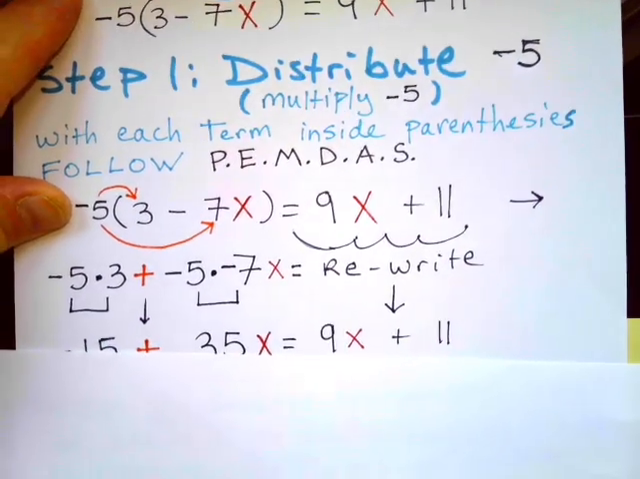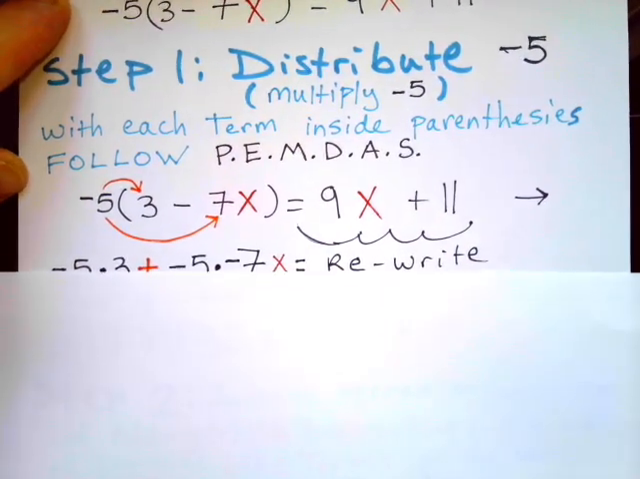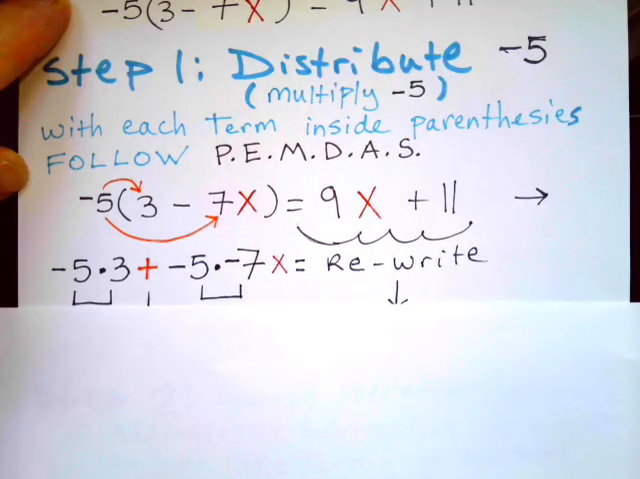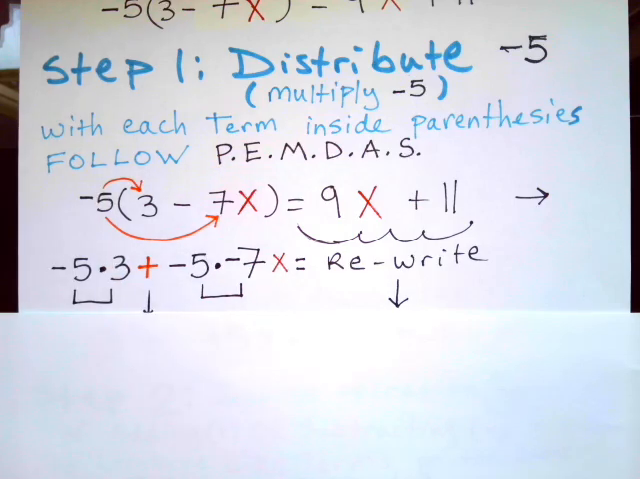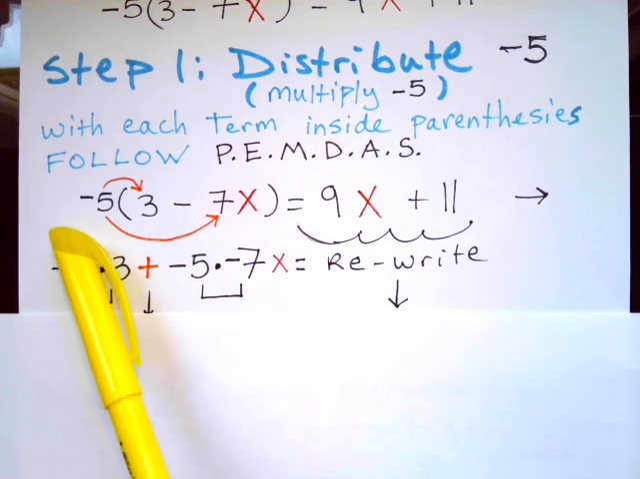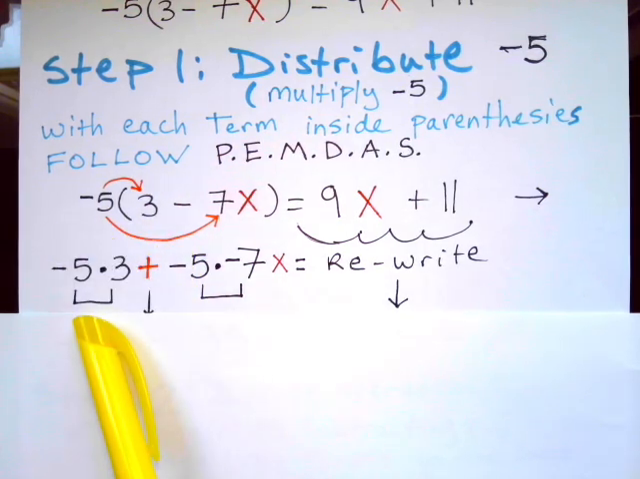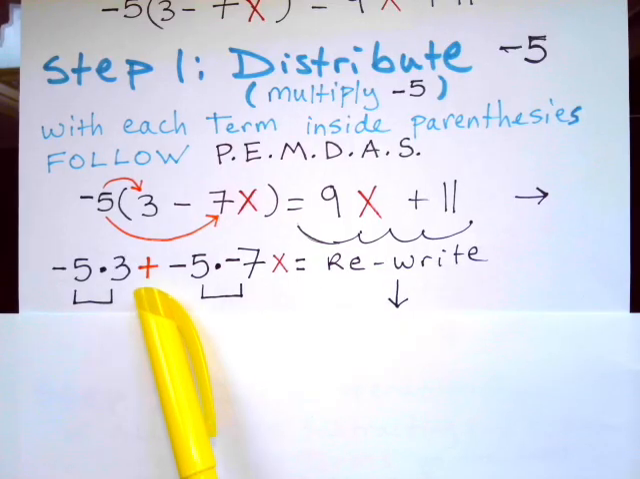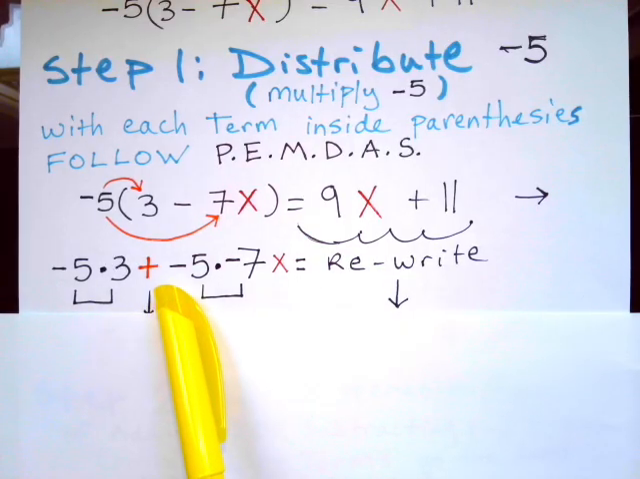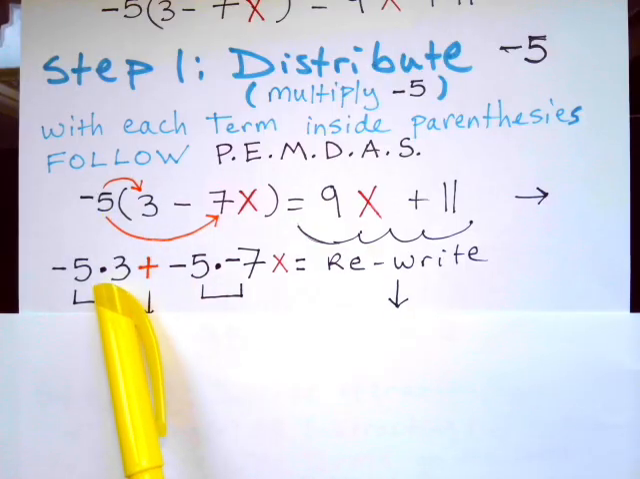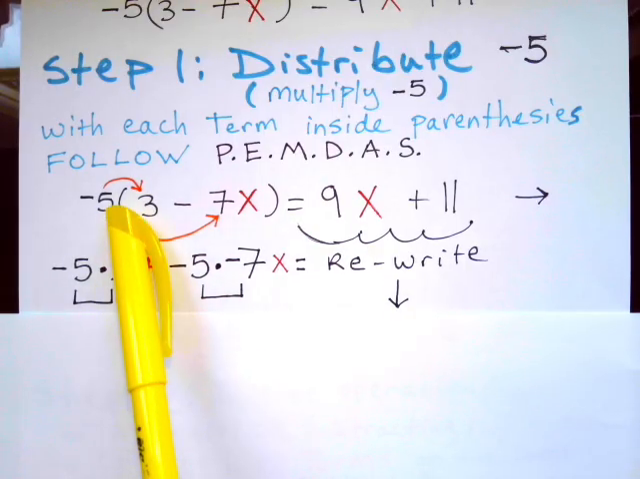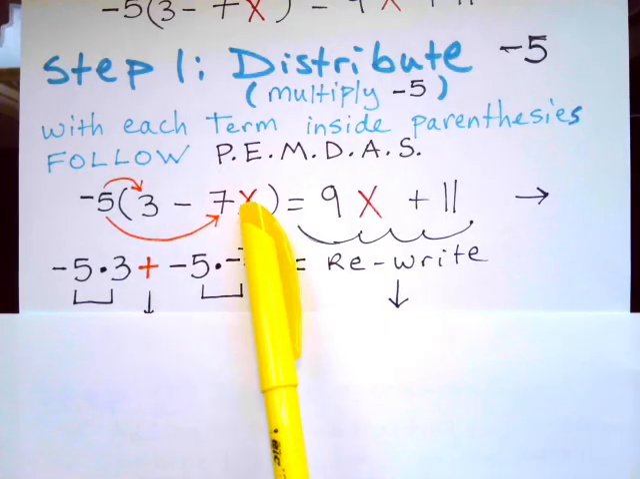Let me just show you the first steps we have here. Again, we're going to distribute. We're going to multiply that negative 5 times the 3. And between each operation, put a big old plus sign. It doesn't change a thing, it only clarifies. So negative 5 times the 3 plus negative 5 times a negative 7x.